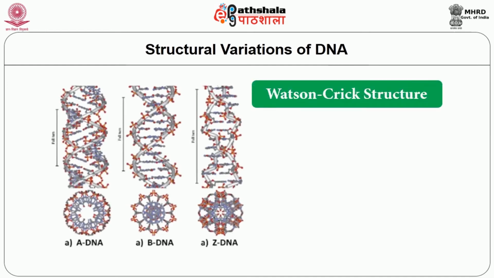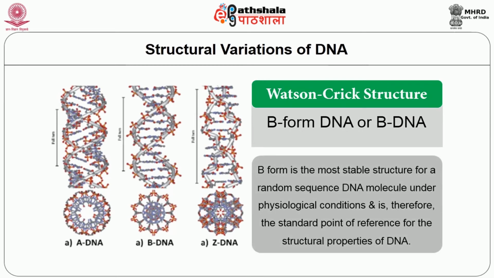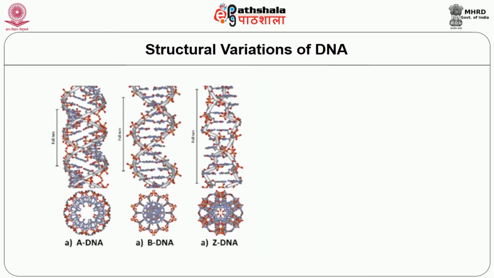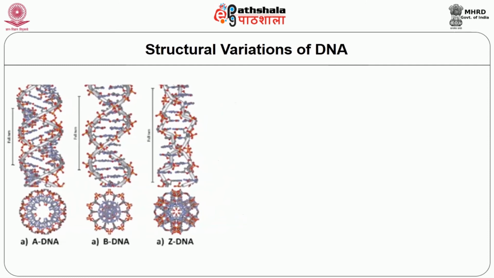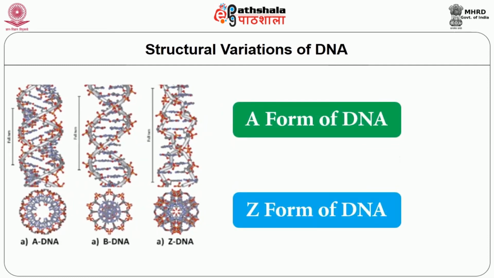The Watson and Crick structure is also referred to as the B form of DNA or B-DNA. The B form, as we mentioned, is the most stable structure for a random sequence. DNA molecule under physiological conditions is in the B form and is therefore the standard point of reference for the structural properties of DNA. 2 other structural variants of DNA that have been well characterized in crystal structures are the A form and the Z form.